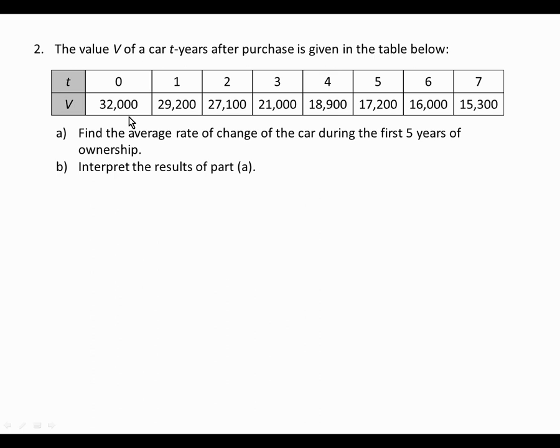Number 2, the value V of a car t years after purchase is given in this table. So I've got t going from 0 out to 7 years, and here are my values. Notice the car is losing value over time. Question A, find the average rate of change of the car during the first 5 years of ownership. And in part B, interpret the results of part A. In other words, what does it mean?